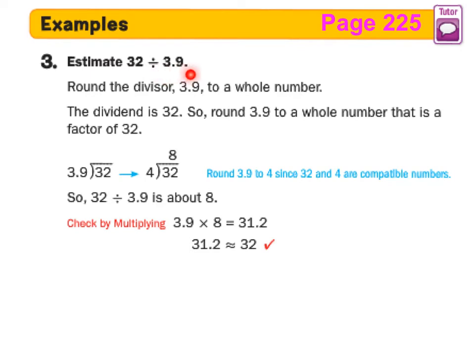32 divided by 3.9. It sure would be nice if our divisor, the 3.9, could be a whole number. So let's go ahead and do that. 32 is friendly, but let's change 3.9. We need a number that we can divide 32 with easily, so that factor would be 4. So 32 divided by 4 is 8. So our answer would be about 8.